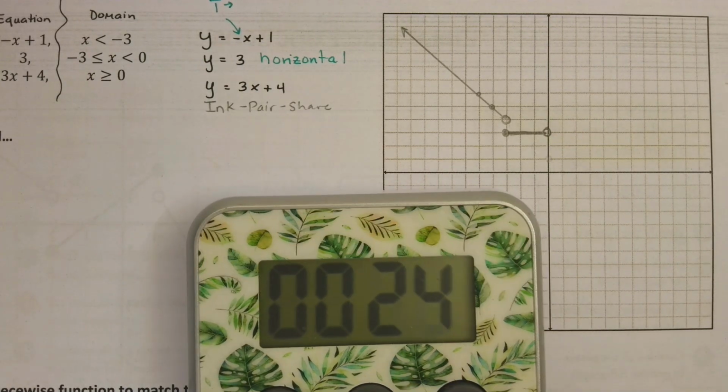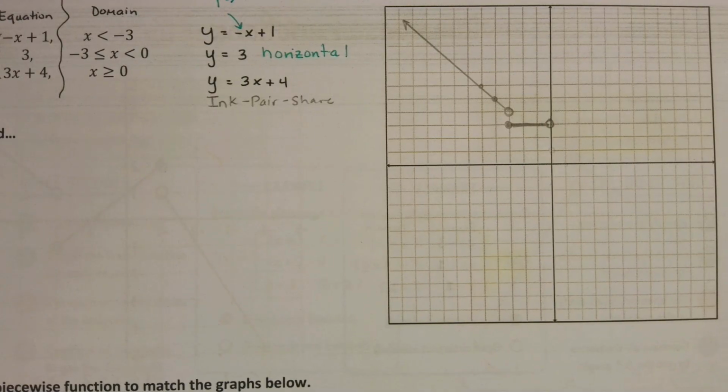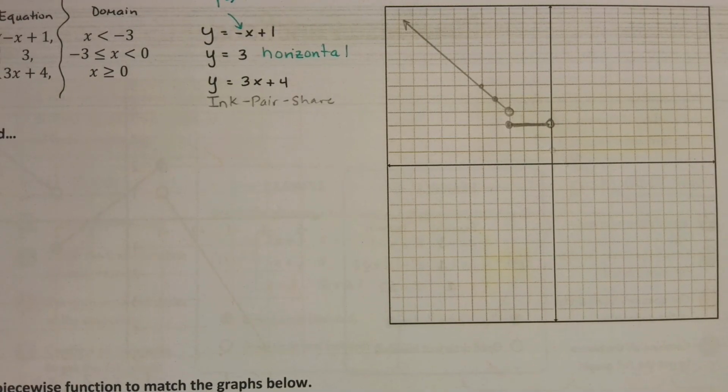Alright, looks like we're all done. Let's go ahead and find a partner to share with. If you want me to assign, I'm going to say purples and greens, pinks and yellows. Or you can just find one yourself. Purples and greens, pinks and yellows.